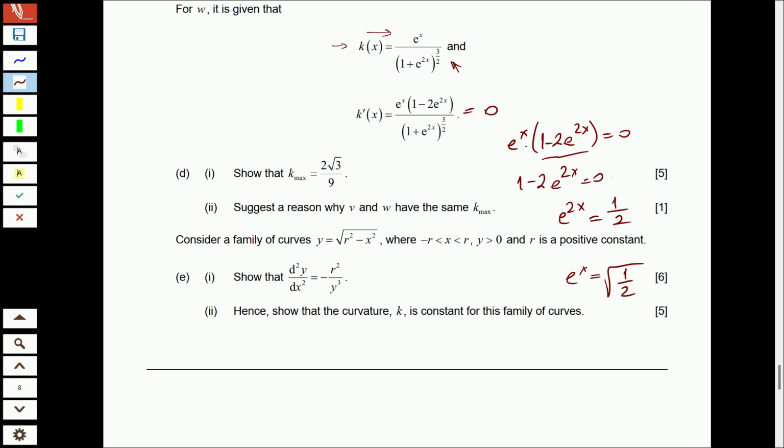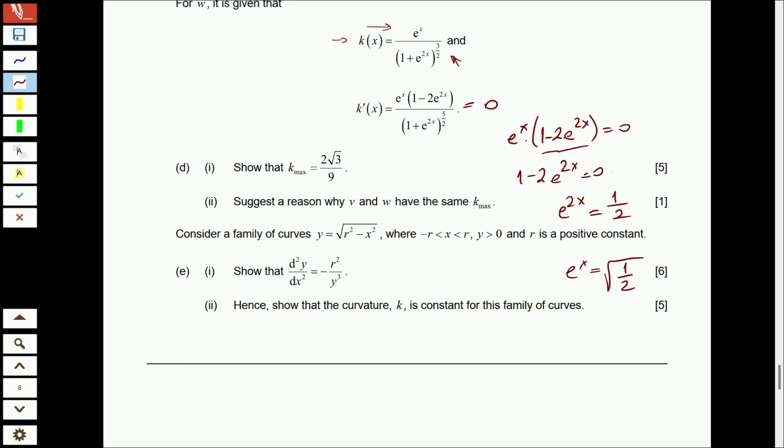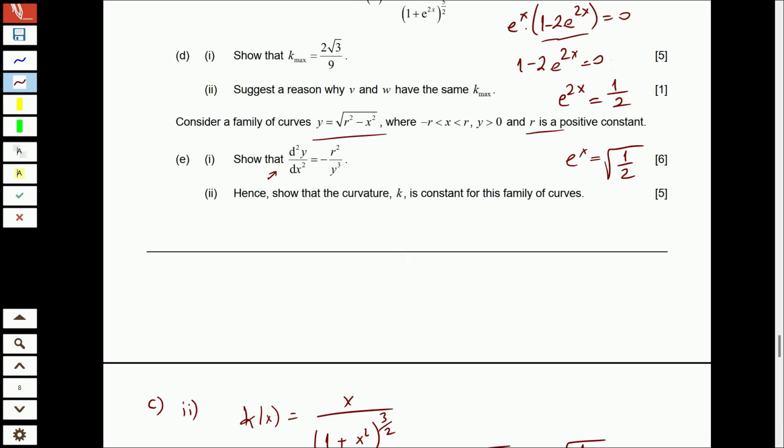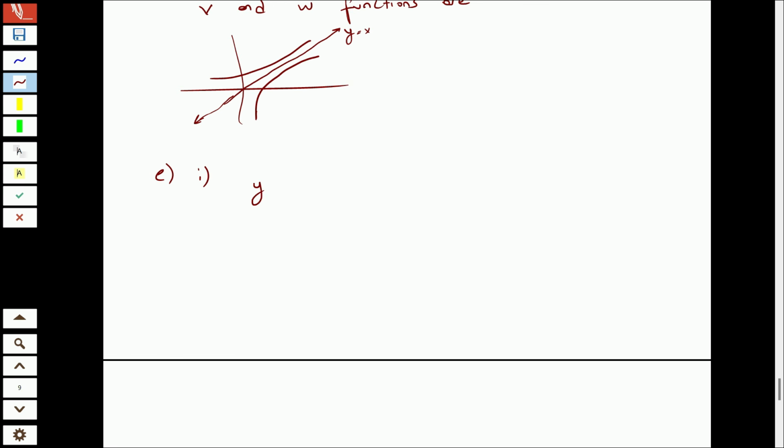Okay. At the next question, consider a family of curves y equals square root of r square minus x square. R is a positive constant, and show that the second derivative of this function, okay. So I will write the function first in here, y equals square root of r square minus x square, but before finding the derivative, I will find the square of this function. Do not deal with the square roots, and y square will be r square minus x square.